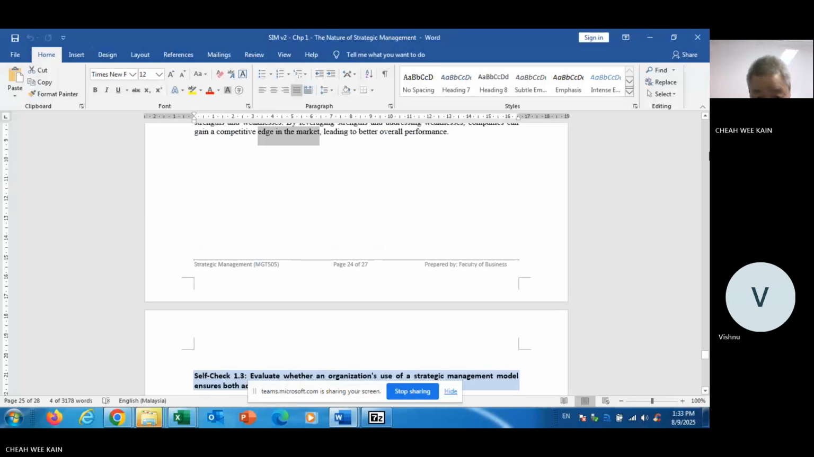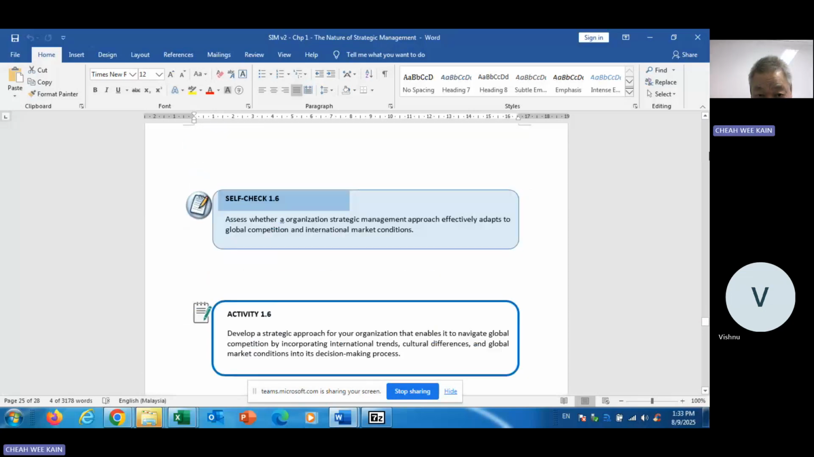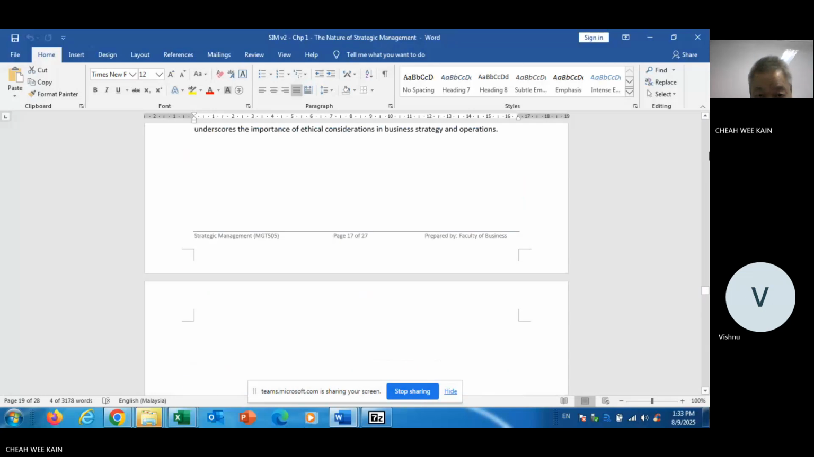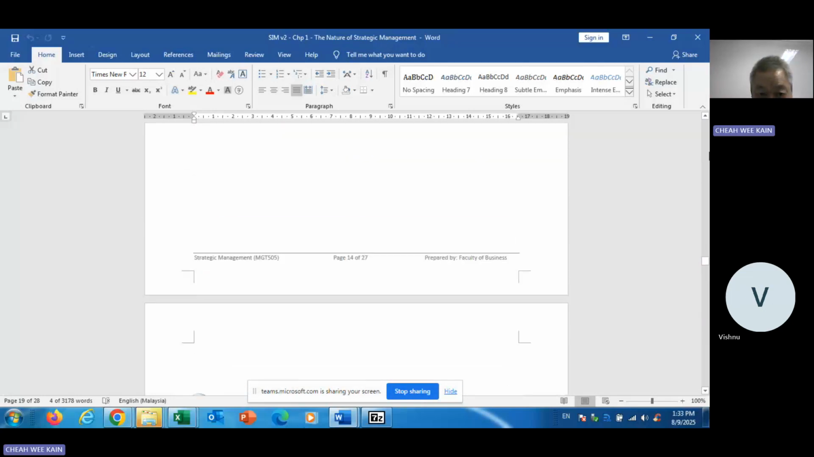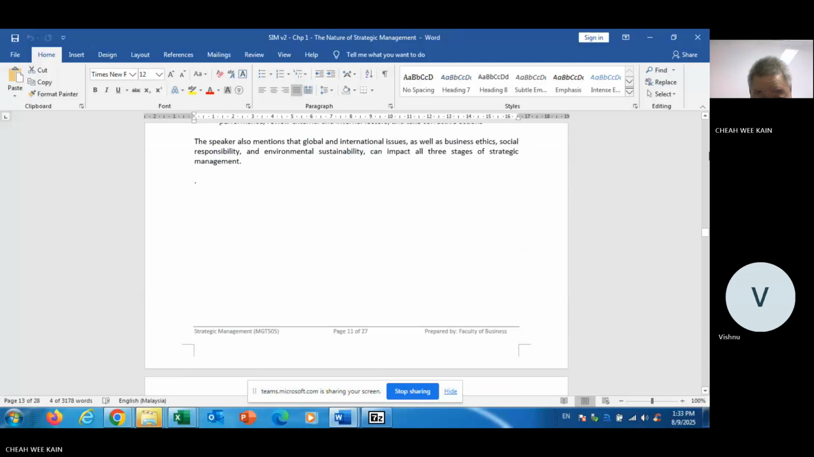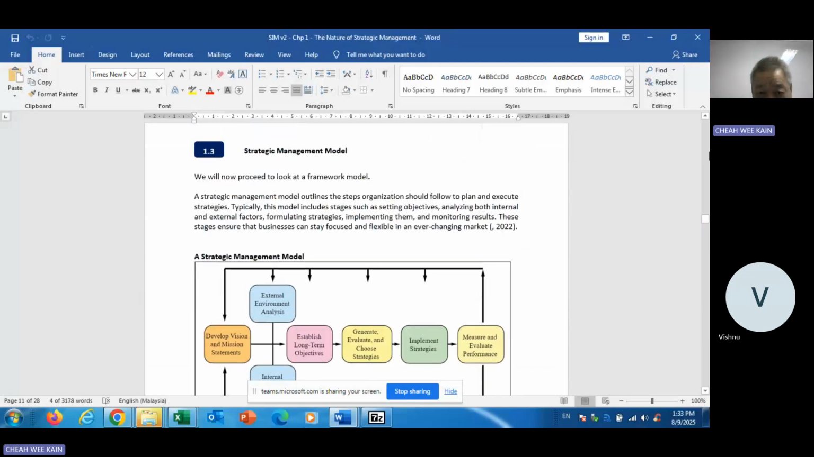So we have finished that one. That's 1.2. We are now looking at 1.3. Now 1.1 is introduction. 1.2 is benefits. 1.3 is the framework to do it so you can achieve the benefits.